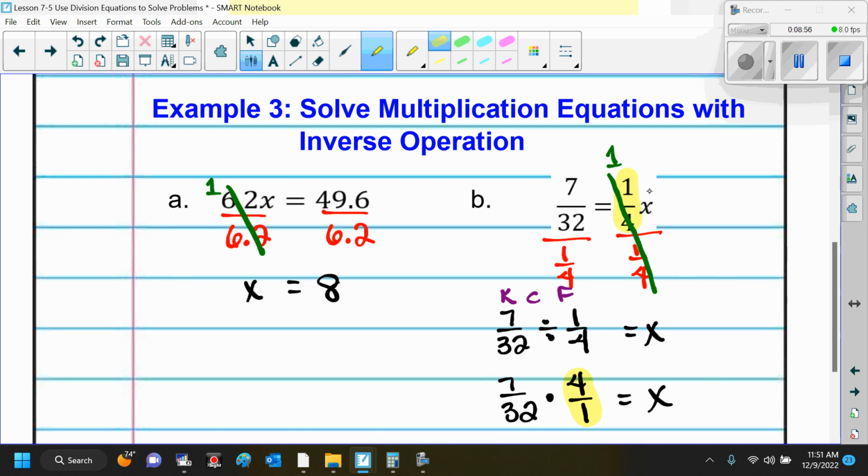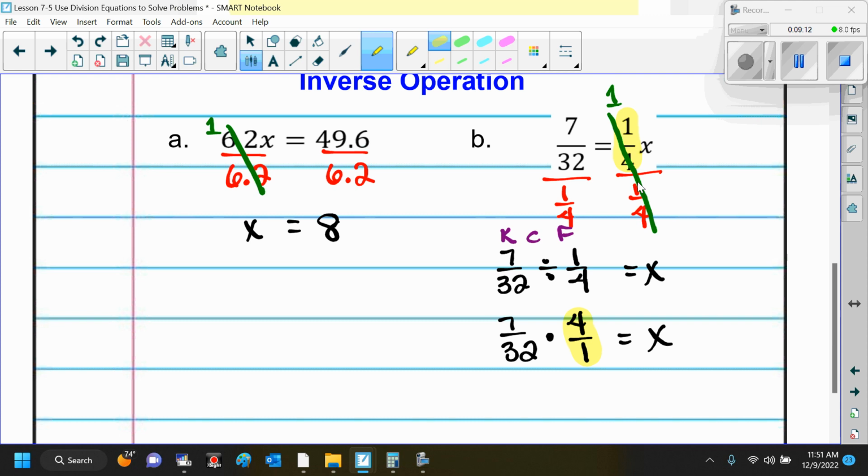Does everybody see that? So when we are solving a multiplication equation that has a fraction as the coefficient, you just have to multiply by the reciprocal. Is everybody clear with that? So, I'll finish this problem real quick. We can simplify before we multiply. And we end up, x is equal to 7/8.